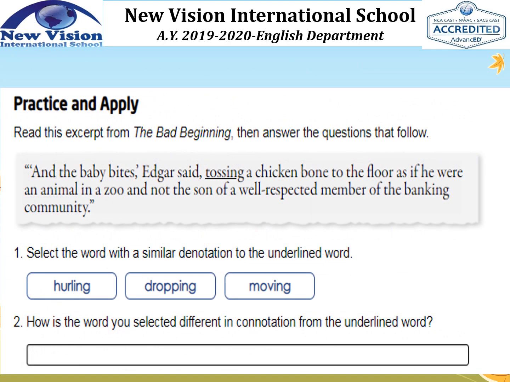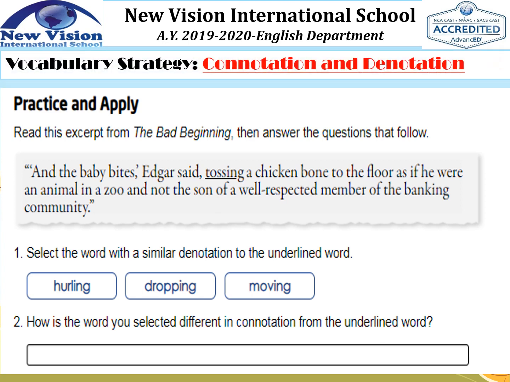Apply what you've learned. Read this excerpt from our text this week, The Bad Beginning, then answer the questions that follow. "And the baby's bites," Edgar said, tossing a chicken bone to the floor as if he were an animal in a zoo and not the son of a well-respected member of the banking community. Now, select the word with a similar denotation of the underlined word. We have the word tossing. Is it hurling, dropping, or moving? Circle your answer.